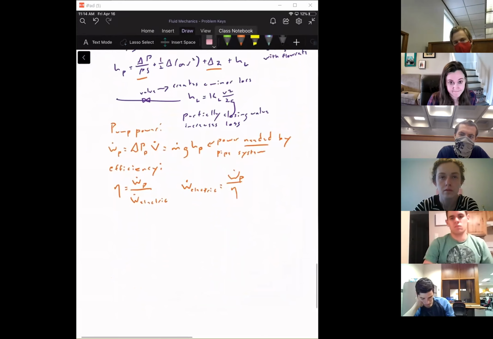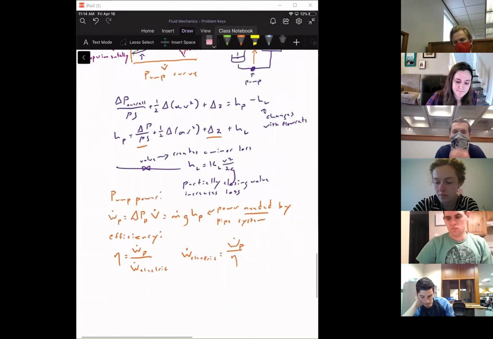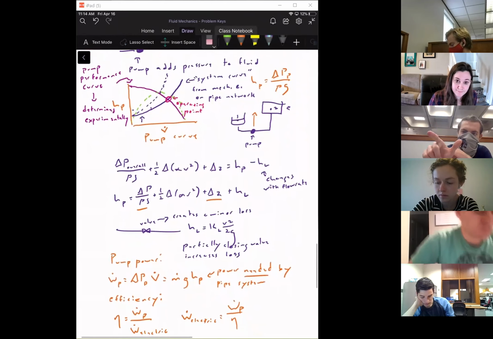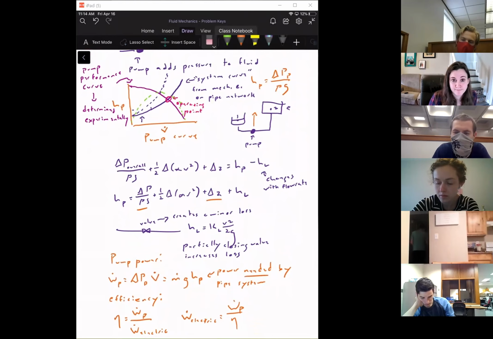Dr. Nickerson? Yes. Going back to your previous discussion about shifting the system curve, is there nothing that we can do with the pump performance curve to adjust flow rate?